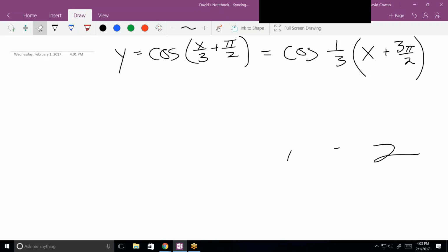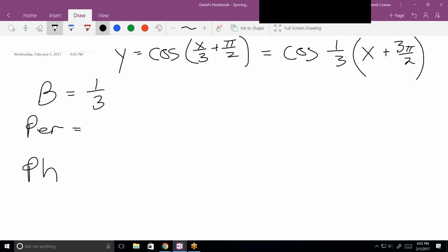So my b didn't change. My b always was 1/3. So whether it's inside or outside the parentheses doesn't affect b or the period. What it does affect is the phase shift. So once I've factored out the 1/3, now I'm looking at the phase shift. What is it? Is it just 3 pi over 2?